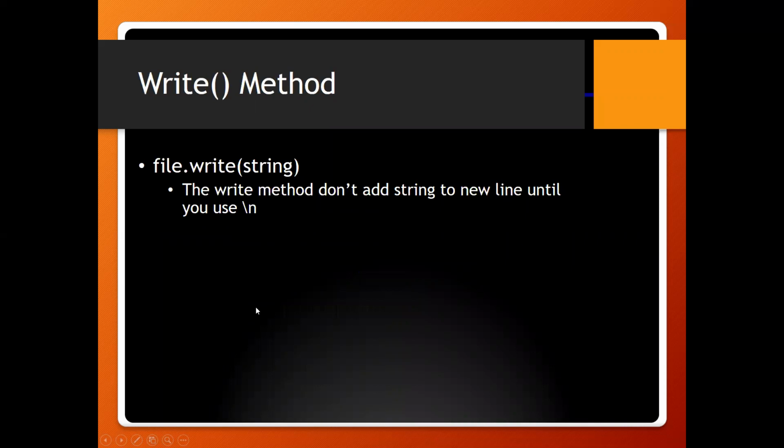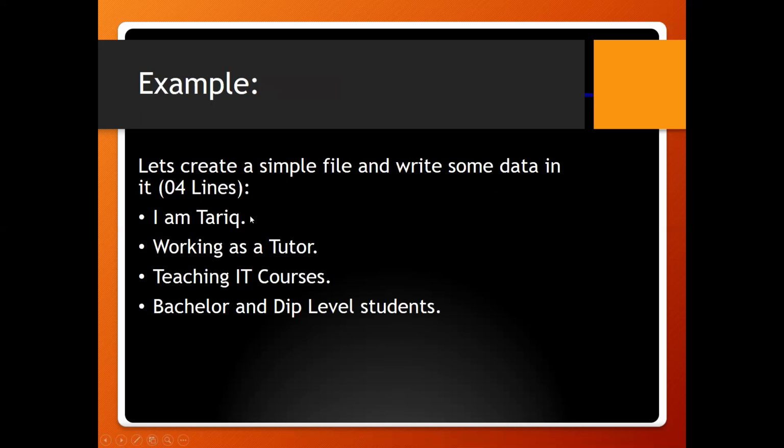Okay, guys, the most important method, that is the write method. For instance, if you want to write a single line or text into your file, you can use this operation straight away. The write method doesn't add a string on a new line until you use backslash n. Okay, guys. So this is our first code which we are going to write, and these are the lines which we are going to write in our new file.